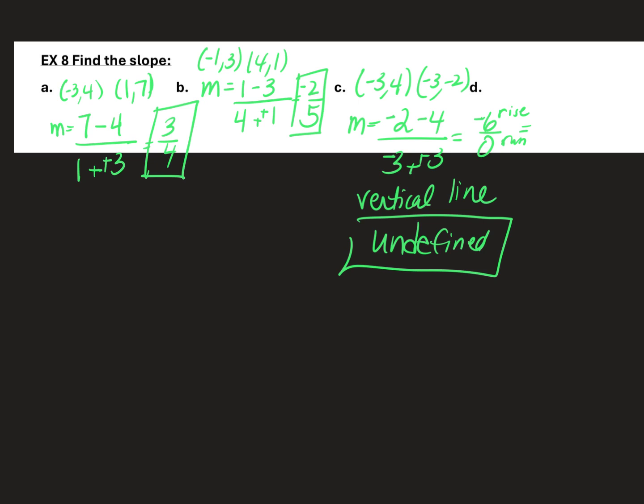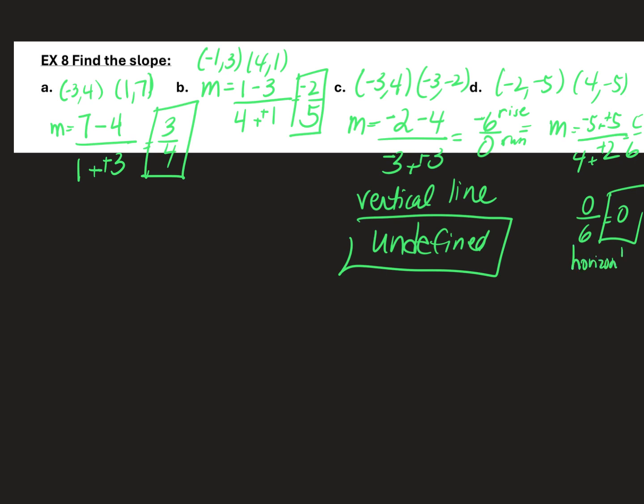For letter D, we're going to do negative 2, negative 5, and 4, negative 5. So my slope is going to be y2 minus y1 divided by x2 minus x1. So negative 5 minus negative 5 is 0. 4 minus negative 2 is positive 6. So I have 0 divided by 6, which is 0. So that means my slope is 0. It's not undefined, it is 0. 0 divided by 6 is 0. That is a horizontal line because the slope is 0.